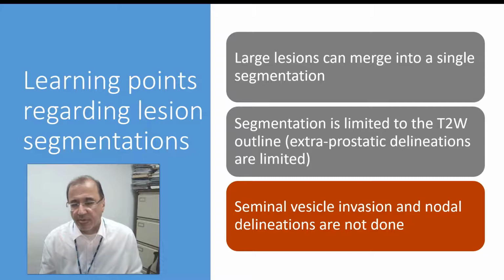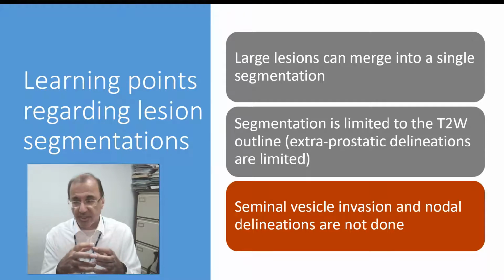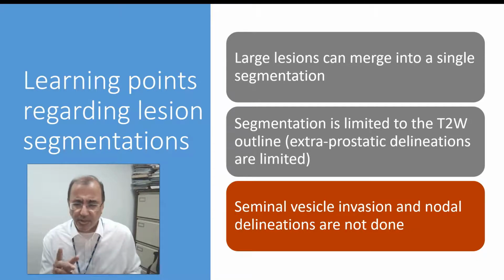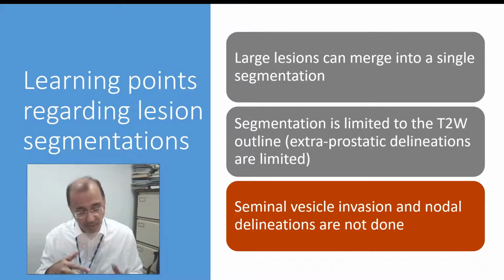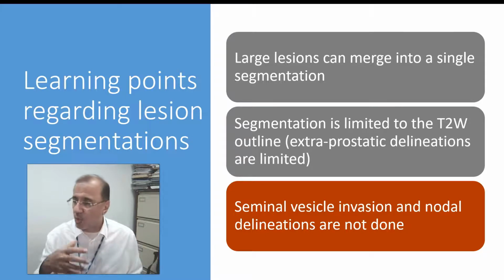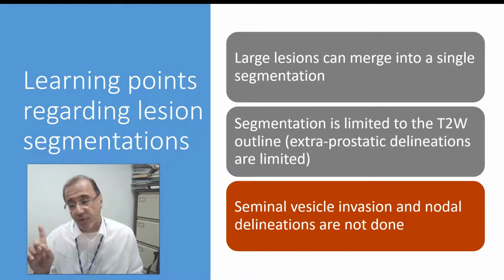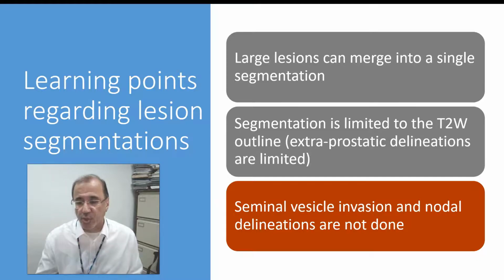And what do we learn from this particular case? Well, the learning points are that if you have large lesions, they can become merged into a single segmentation. Number 2, you'll notice how the segmentation seems to be limited to the T2 outline. In other words, the extraprostatic extension in the region of the seminal vesicles, for example, did not occur, and the nodal disease was not done by the AI.